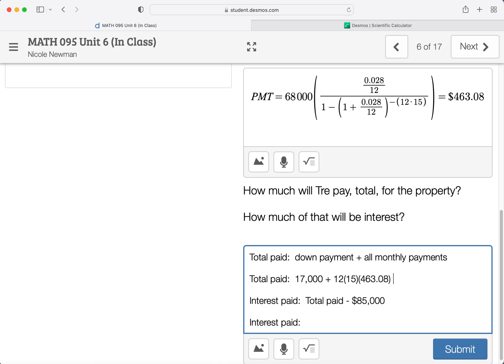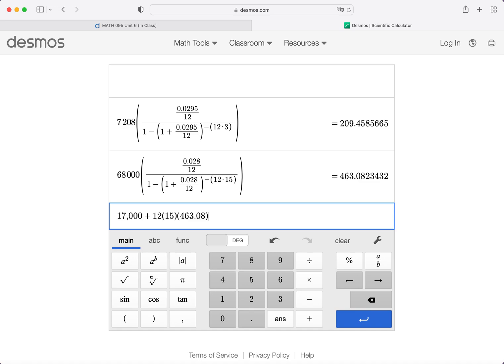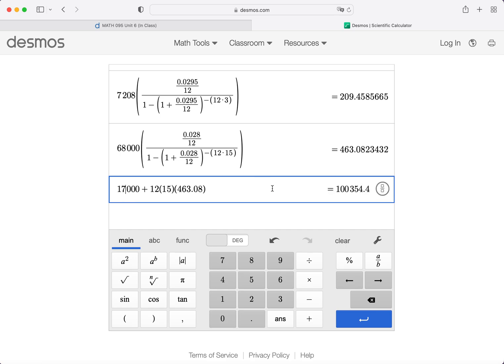463.08 is equal to, I didn't do that one yet, so maybe I can copy and paste this one also. We'll see. Oh, I bet it's not going to like that comma. We shall find out. Yeah, look angry. If I take out the comma after the 17, this is how much we would be paying altogether, or Trey would be paying.